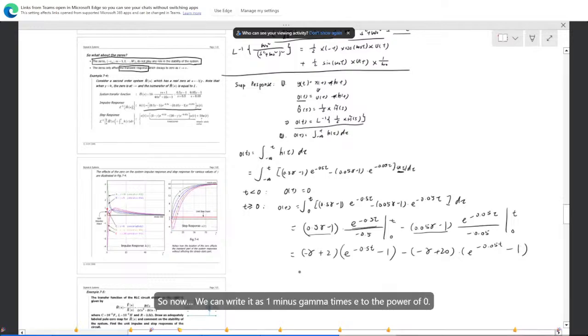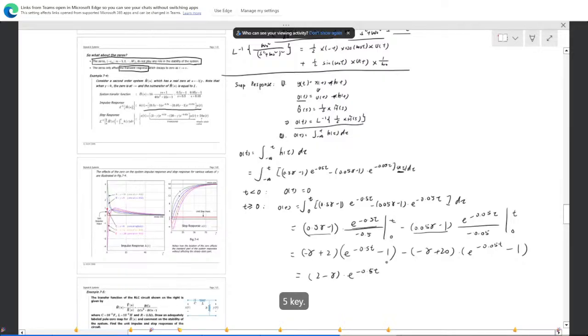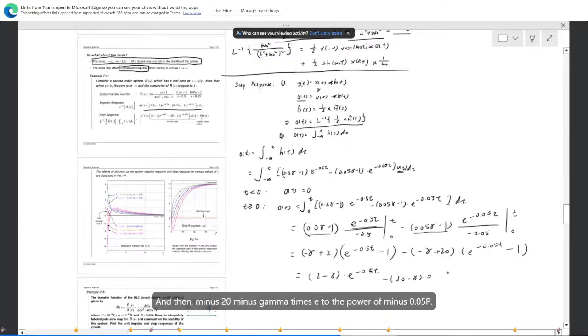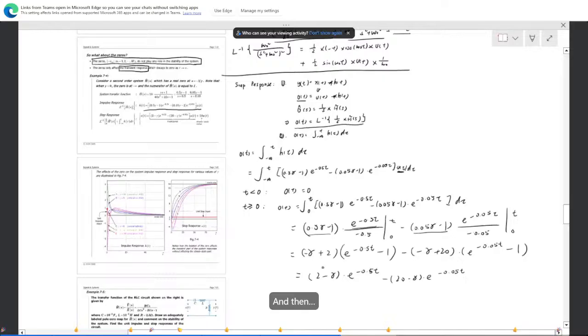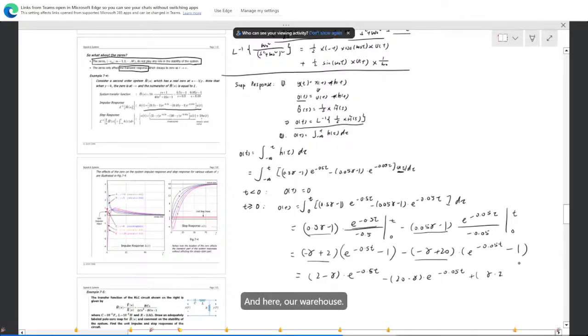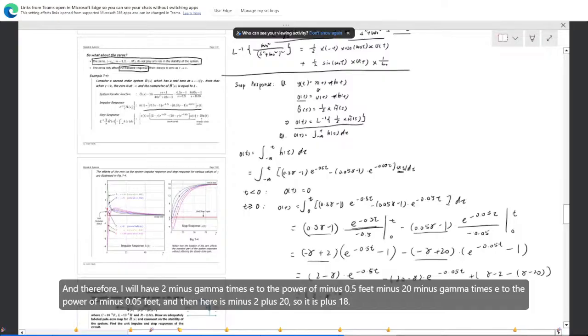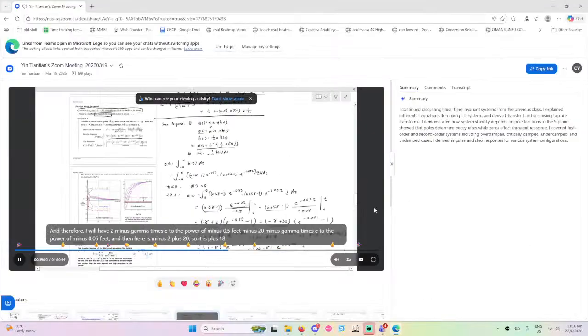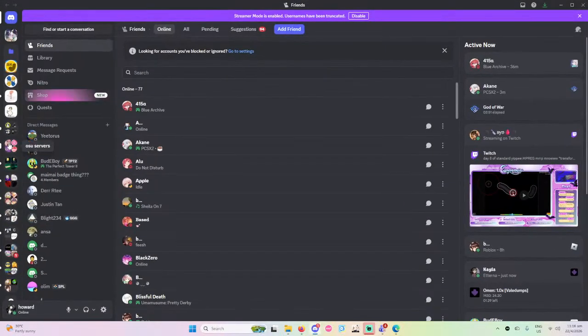Okay. So now we can write it as 1 minus gamma times e to the power of 0.5 t, and then minus 20 minus gamma times e to the power of minus 0.05 t. And then, what do we have now? So here I will have plus gamma minus 2, and here is minus gamma minus 20. And therefore, I will have 2 minus gamma times e to the power of minus 0.5 t, minus 20 minus gamma times e to the power of minus 0.05 t. And then here is minus 2 plus 20, so it is plus 18.